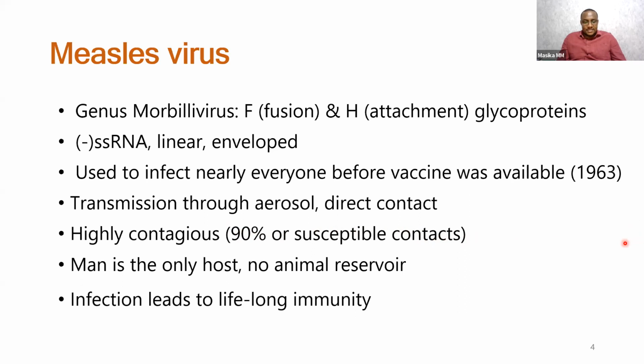8 out of 1,000. That's quite low. This is 9 out of 10, or 900 out of 1,000. So you can see the difference. Man is the only host, and there's no animal reservoir. And this should help us in eradication of the disease.